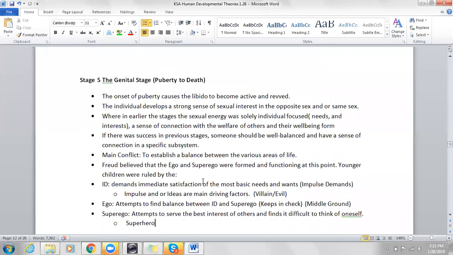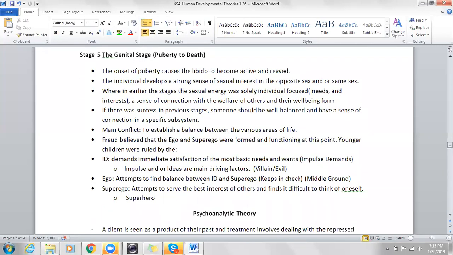So stage 5 is the genital, the very last stage. And what does this look like? So this is where the onset of puberty happens, and the libido that was once suppressed just leaps out and becomes overwhelming. So this is right around the age that people start experimenting and doing sexual actions to themselves as well as with other people.